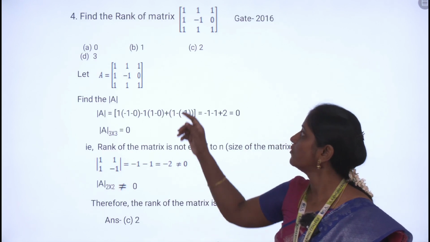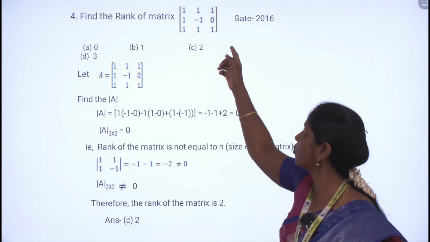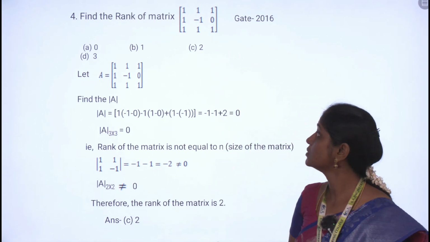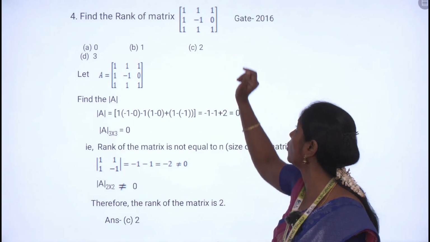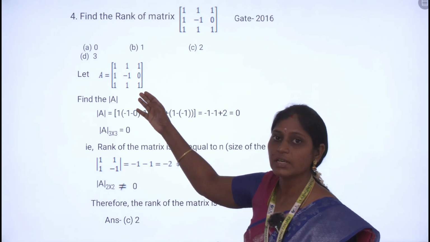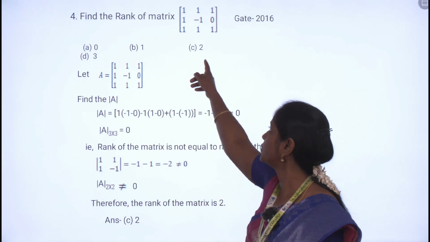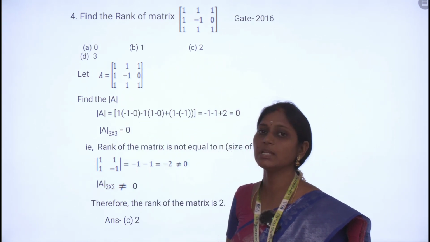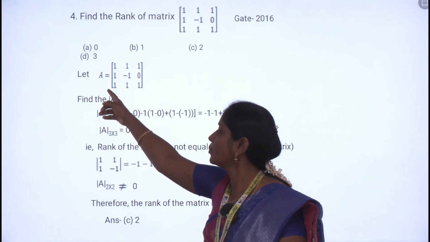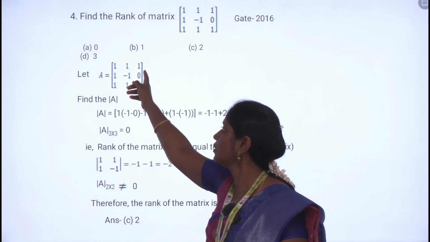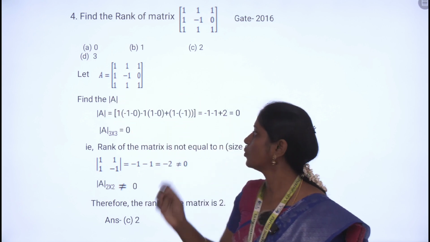Next one, find the rank of the matrix. The given matrix is 1, 1, 1, 1, minus 1, 0, and the third row is 1, 1, 1. The options are given here. Option A is 0, option B is 1, option C is 2, and option D is 3. Let us define this matrix as A. Let capital A equal to 1, 1, 1, 1, minus 1, 0, 1, 1, 1.